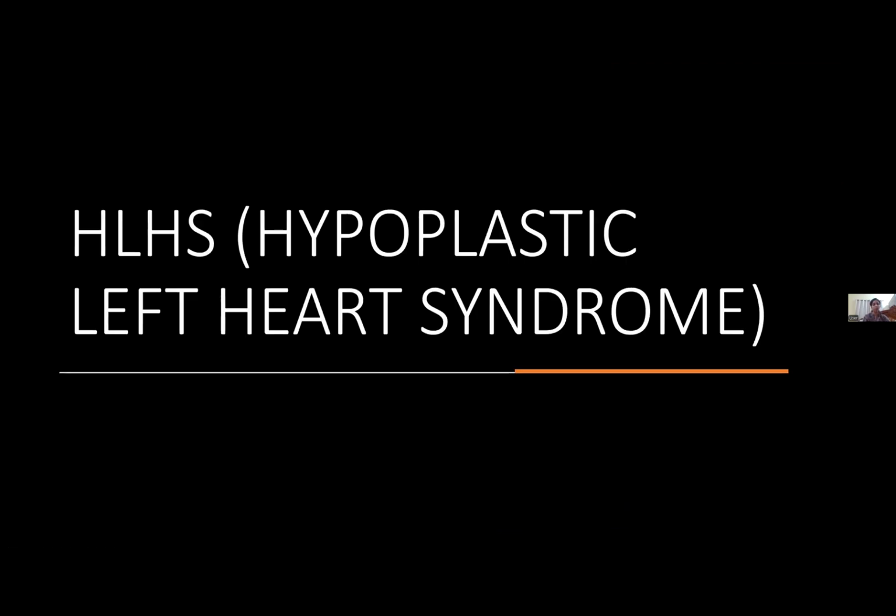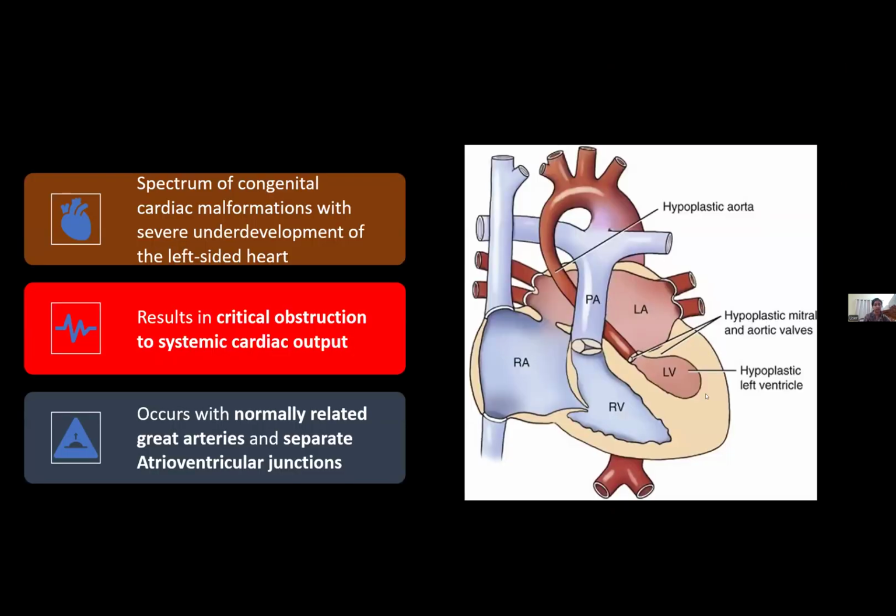We'll now move on to hypoplastic left heart syndrome, the most severe manifestation of left-sided obstructive heart disease. Hypoplastic left heart syndrome is a spectrum of congenital cardiac malformations characterized by severe underdevelopment of the left-sided structures, left ventricle and left ventricular outflow tract, resulting in obstruction to the systemic cardiac output. The great arteries are normally aligned and there is no common atrioventricular junction. The hallmark features include a hypoplastic left ventricle, mitral stenosis or atresia, aortic stenosis or atresia, and hypoplastic ascending aorta and aortic arch. Consequently, the right ventricle becomes a systemic ventricle forming the cardiac apex.